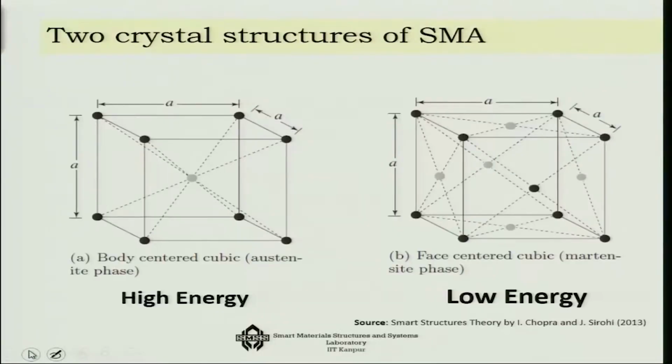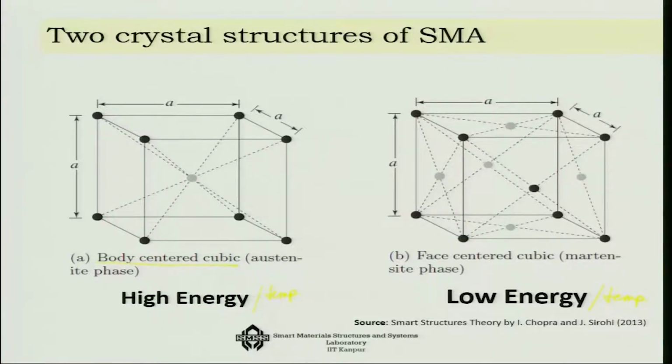Now from the crystal structure point of view, there are two crystal structures in SMA. One is at high energy or high temperature form and another is at low energy or low temperature form. So at high energy, the form that we encounter is called a body centered cubic structure, the austenite phase.